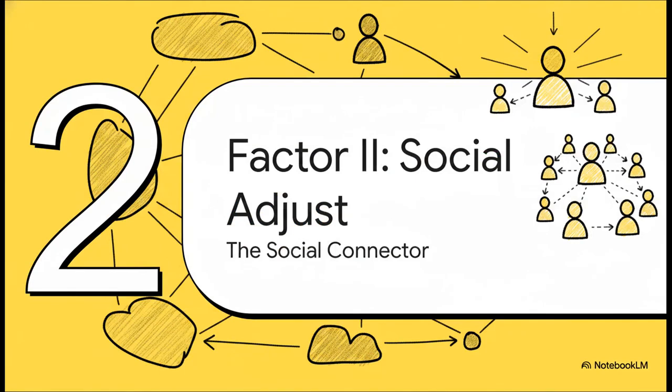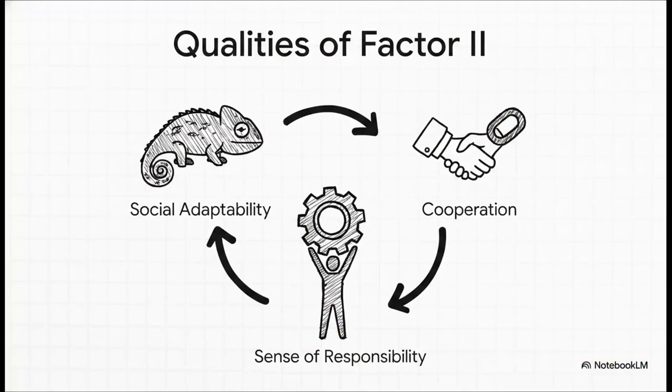Okay, so that's the intellectual side. Now let's move on to factor 2, the social connector. This one's all about social adjustment because, let's face it, a leader can't operate in a vacuum. This factor is all about the interpersonal skills you need to really thrive inside a group. This factor is made up of 3 qualities that really define how a leader functions within any kind of social structure: social adaptability, cooperation, and a strong sense of responsibility.